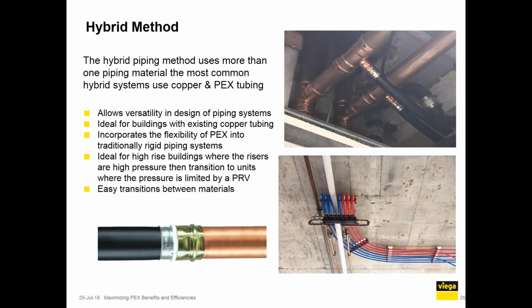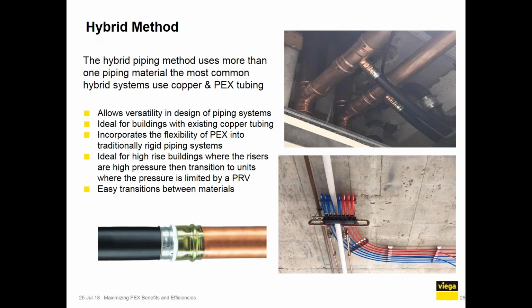The fourth installation method is the hybrid method. And this is where you're using multiple materials. You can see here an example even where you're using our Viega copper ProPress fittings, transitioning to a Viega mini block, which is essentially a smaller version of our Viega mana block. And then also a version where you have a larger branch and tee system with PEX tying onto a large copper run. This is ideal for high-rise buildings when the risers are high pressure and maybe you're tying into a pressure reducing valve and then you want to tie into PEX afterwards.